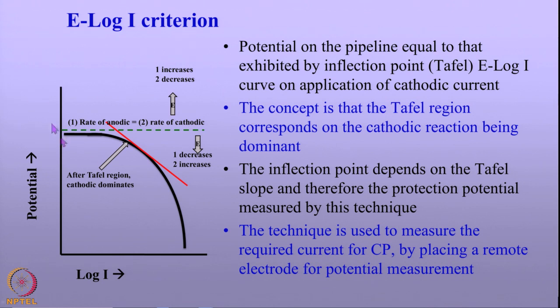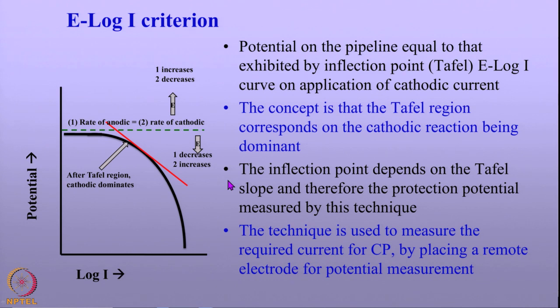That means the pipeline has a net cathodic reaction, the cathodic reaction is much higher here and the anodic reaction is virtually suppressed. So, Tafel region means the relationship holds valid only when, in this case, the cathodic reaction rate is much higher than the anodic reaction rate. And so, the inflection point indicates that at that particular potential, the pipeline is adequately protected.